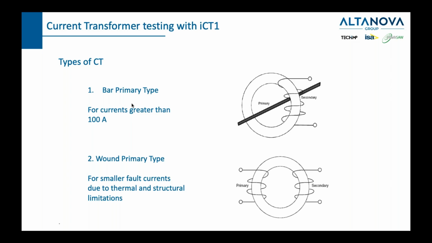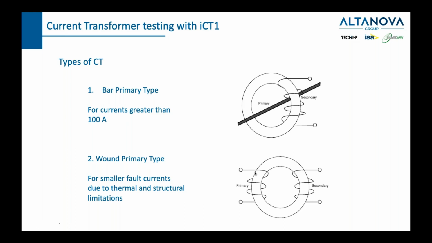If we talk about the types of CTs, from the point of view of construction, they can be a bar primary type, and these are much more common for currents bigger than 100 amps. And we also have a wound primary type. In this case, these are a little bit less common. They are made for smaller currents.